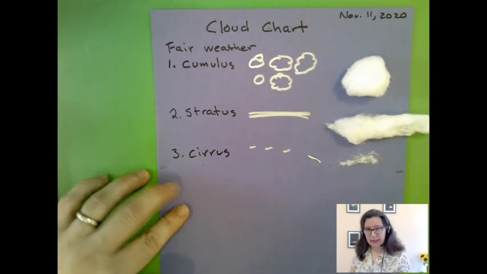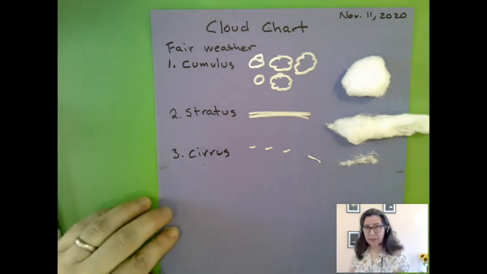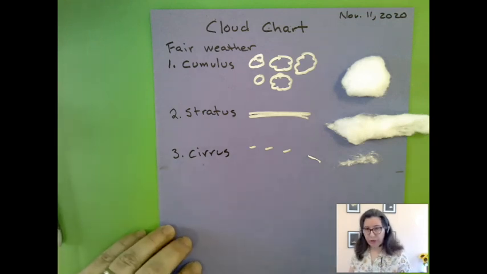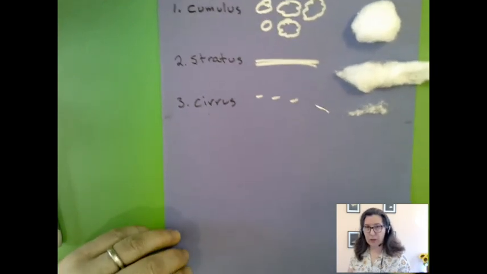All three of these clouds here are fair weather clouds. If you see these clouds in the sky, it's probably not going to rain or snow or sleet or have any kind of precipitation today or coming soon. Those are our fair weather clouds. Okay, next we're going to move on to our storm clouds.